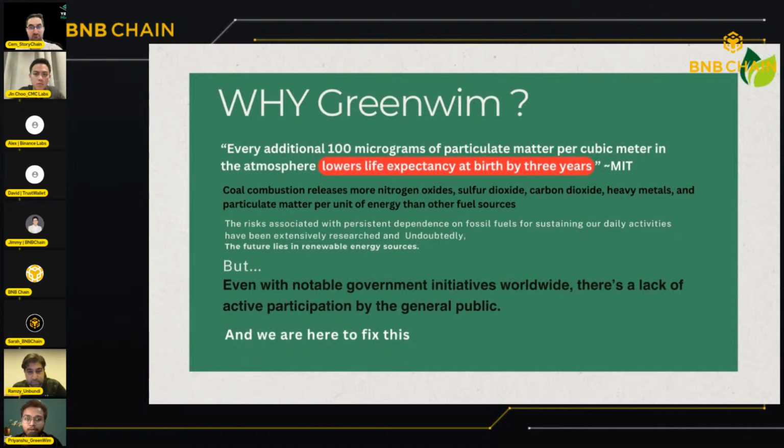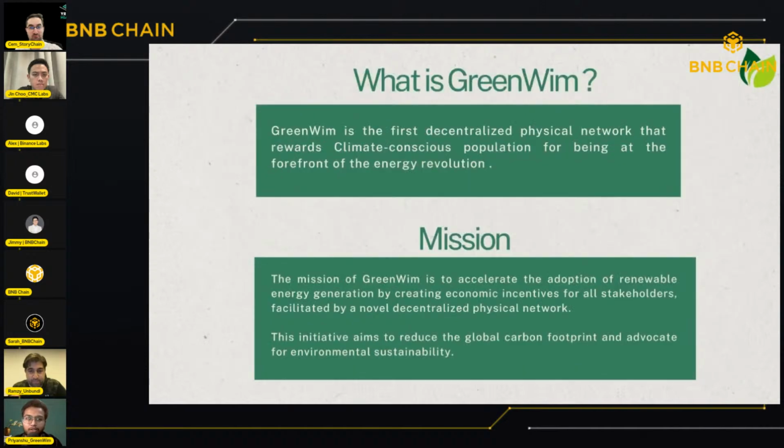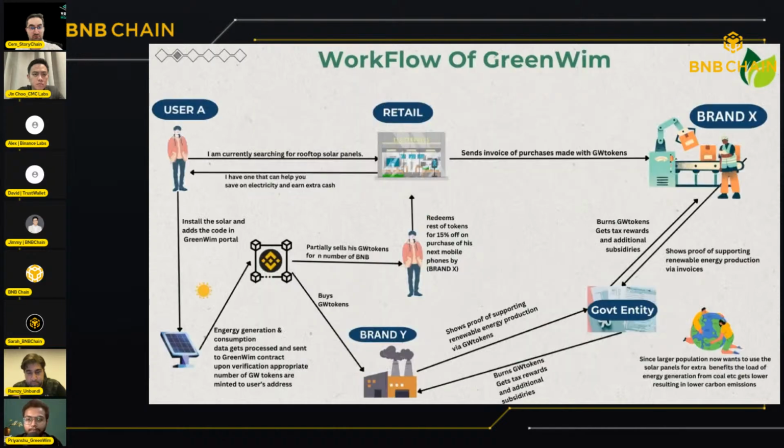We realize a switch to clean energy is necessary, but even with notable incentives given by governments worldwide, there is a lack of active participation by the general public, and we are here to fix this. Our solution is GreenWim, the first decentralized physical network to reward the climate conscious population for making sustainable choices. Now, through a diagram, we shall explore how different stakeholders participate in the network and benefit each other.